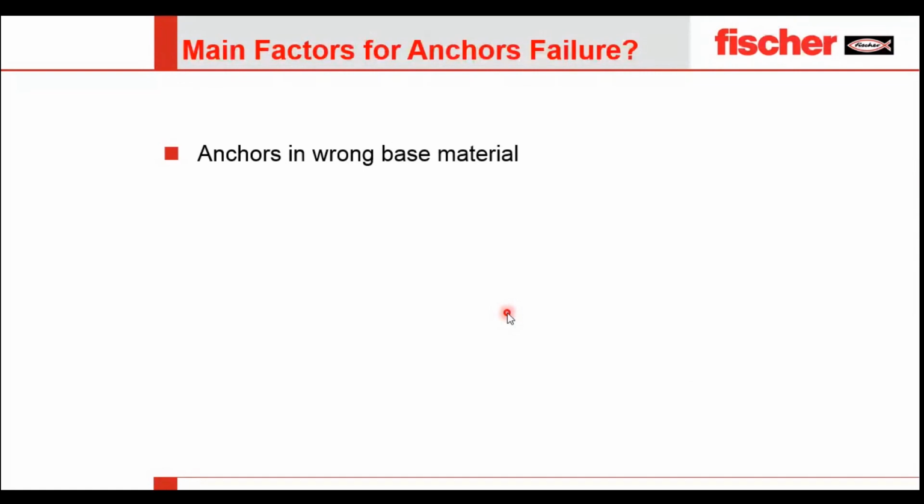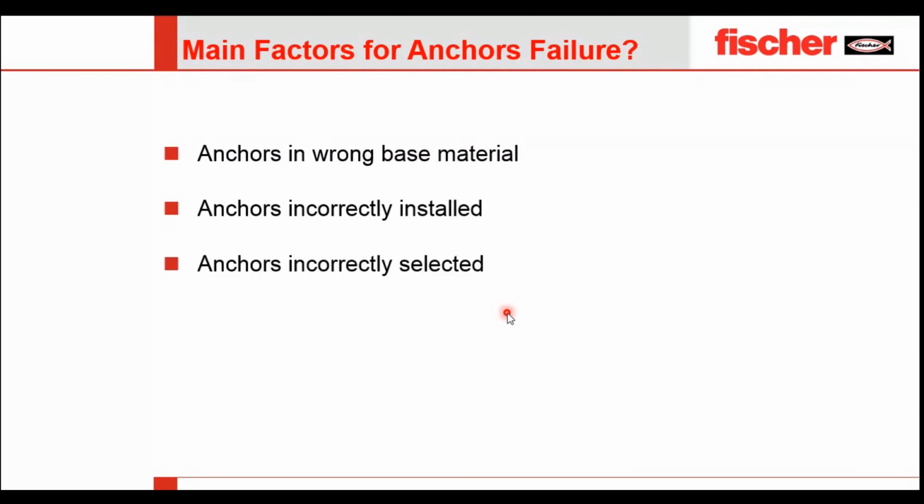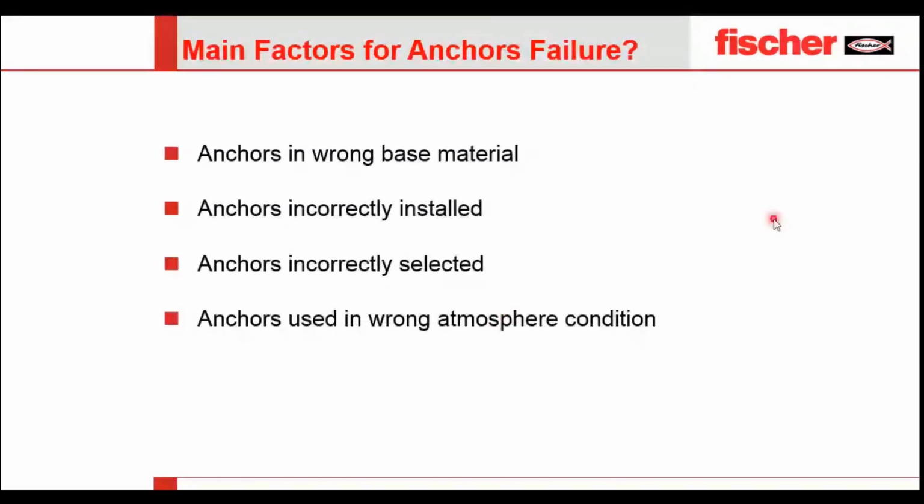So let's look at the main factors for anchor failures. First of all, anchors used in the wrong base material. Then anchors that are not correctly installed. Anchors that are incorrectly selected or not suited to the application. Anchors used in wrong atmospheric conditions. And anchors used without approvals. These are the most important factors where an anchor can cause a failure.